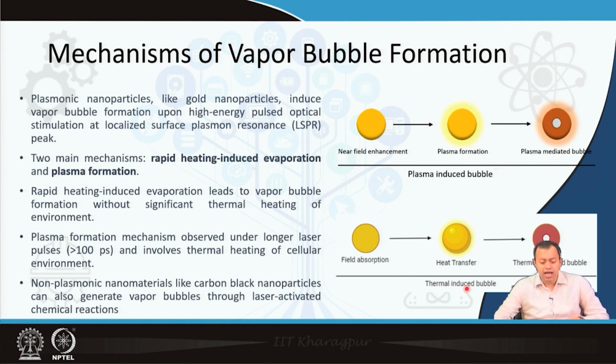And this is fascinating. Rapid heating induced evaporation and plasma formation. Rapid heating induced evaporation led to vapor bubble formation without significant thermal heating of the environment. Plasma formation mechanism is observed under longer laser pulses and involves thermal heating of the cellular environment. Non-plasmonic nanomaterials like carbon black can also generate vapor bubbles through laser-activated chemical reaction.